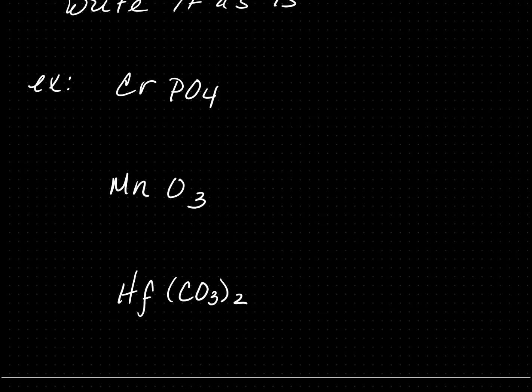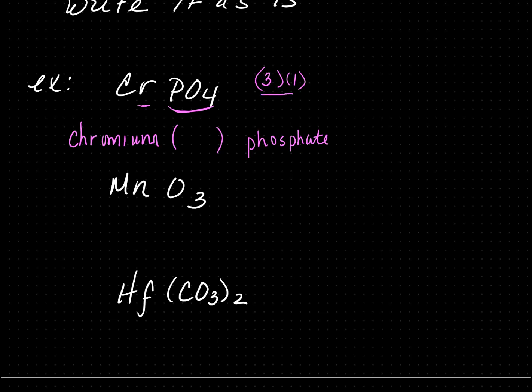Cr is chromium, so we find the name of the metal and write it as is. We need parentheses because chromium is in groups 3 to 12. PO4 is a polyatomic. It is phosphate. If we use the formula, we know that the charge of the phosphate ion is minus 3. There is 1 PO4, so we multiply by 1. There's 1 chromium, so this is 1. So 3 times 1 divided by 1 is 3.